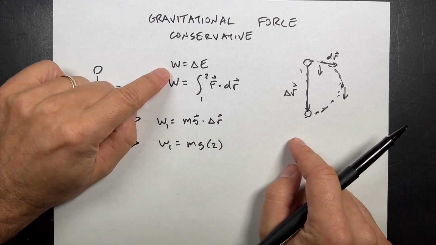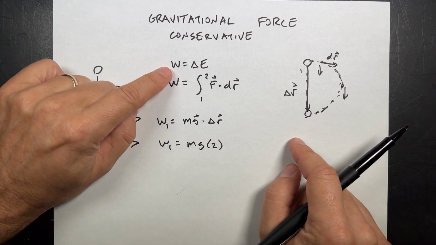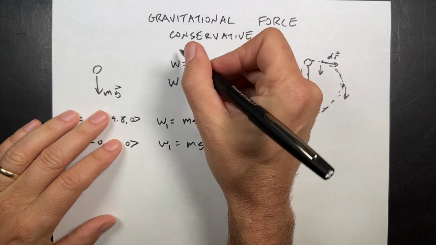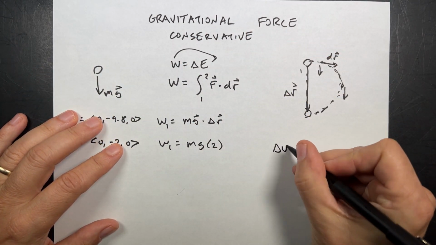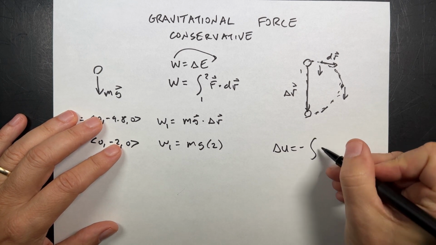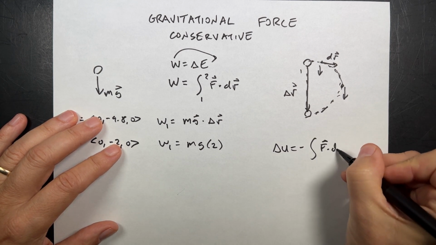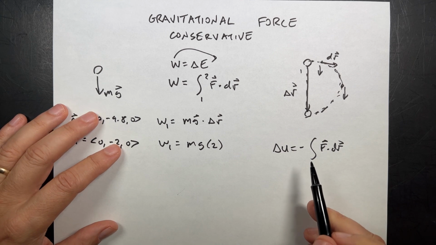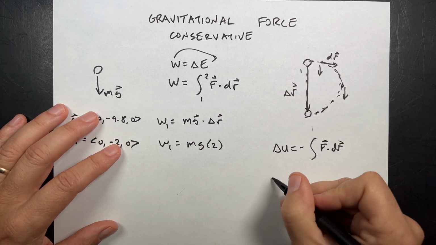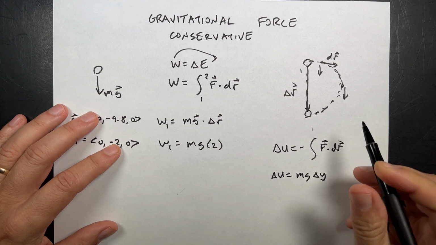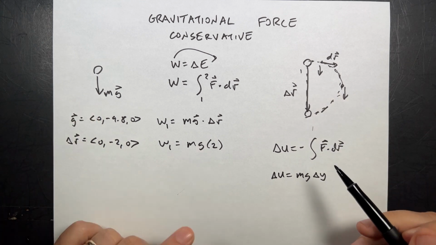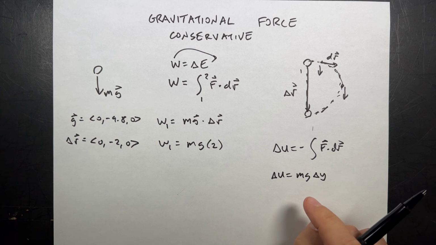Now, why do we care? Well, if you can show that the work does not depend on path, then you can move it to the other side of the equation to make it negative. And you can say the change in potential energy is negative the integral of F dot dr. And it doesn't matter what path you use. I can use this path. And that's how you get the change in potential energy is mg delta y. Delta y would be negative 2 here. So that's how that would work.